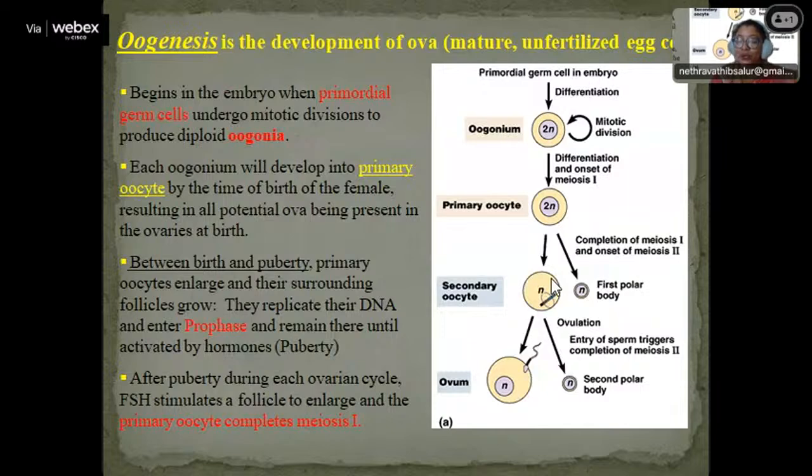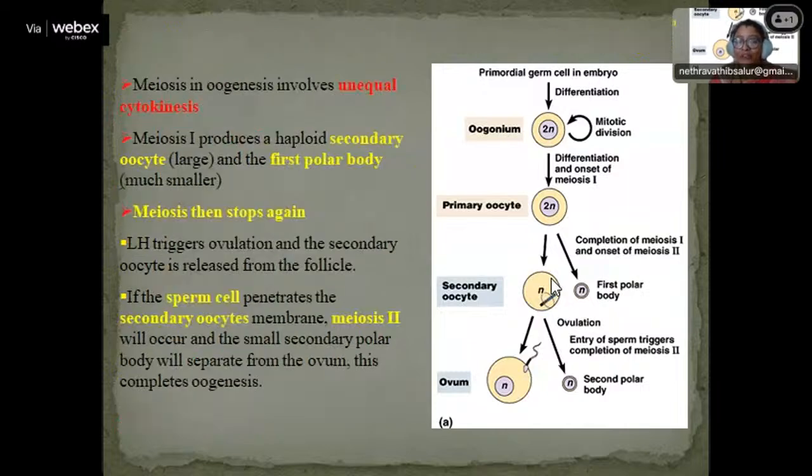So, to conclude with spermatogenesis and oogenesis: spermatogenesis takes place in males, oogenesis takes place in females. Spermatogenesis starts from the puberty stage, oogenesis starts from the fetal stage. During spermatogenesis, from one spermatogonia you'll get 4 sperms, whereas from one oogonia you'll get only 1 egg. You can see that the number of eggs is very less. Therefore, the egg has to be protected.